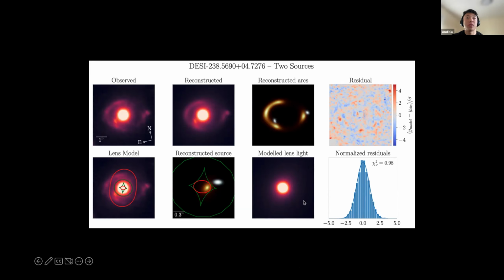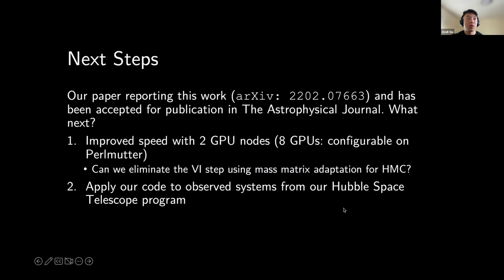So we have 2 sources being lensed, making this a very interesting system. And we see that GIGA-Lens did pretty well modeling this system. So we get a chi-squared of roughly 1, basically. Okay, great. So for next steps, our paper reporting on these results was published to arXiv and also has been accepted for publication in the Astrophysical Journal.